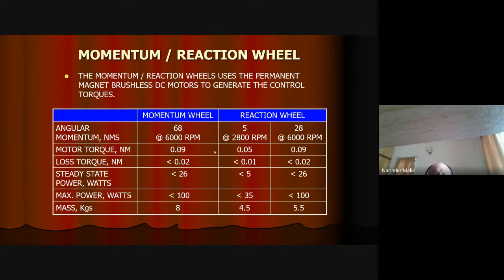Okay. Instead of 0.09, it will be millinewton. Okay. One order less than this one. Okay. Similarly, the mass also will be very small, 1 kg, 1.5 kg, those kind of things will be there.